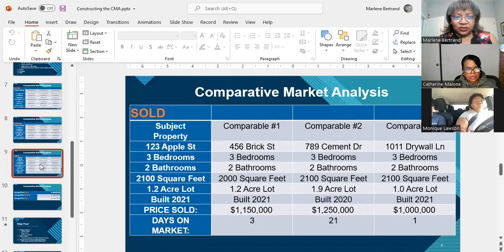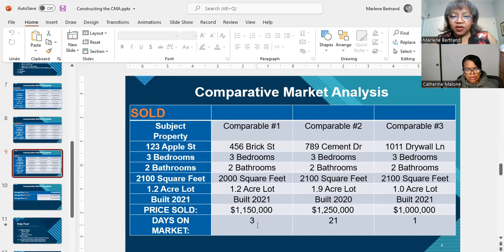So let's move into the sold category. This is actually the most important part of your market analysis when you're talking to buyers and when you're talking to sellers. The sold gives you the answers. We have comparable number one that sold for 1,150,000. That home was on the market for only 3 days. Comparable number two was priced a little bit higher, but look how long it was on the market, 21 days. So the higher the price, the longer it's going to be on the market.